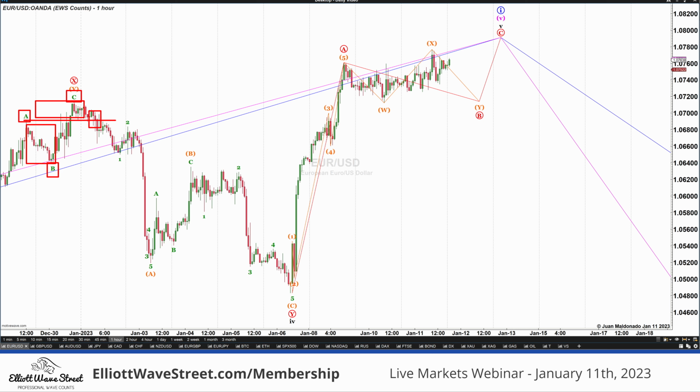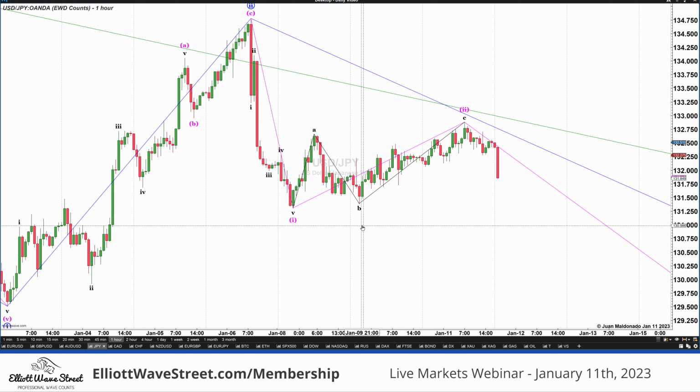So now let's have a look at other instruments a little bit faster. I was taking a lot of time here because I wanted to explain the market structure. But let's continue with another one that is really interesting, dollar yen. On the dollar yen, we are looking for a leg down.